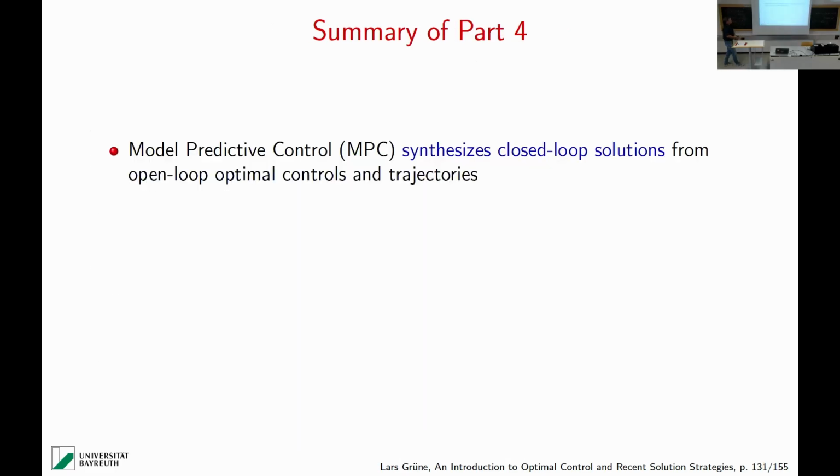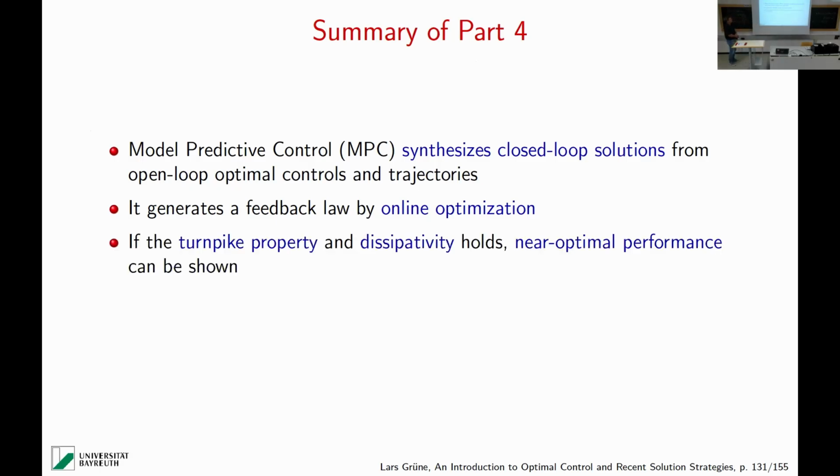Okay, let me quickly summarize this part 4. So I explained what model predictive control is, and in a sense, you can say it synthesizes closed-loop solutions from open-loop control problems that are solved iteratively. It generates the feedback law by online optimization, not by computing a map or a closed-loop expression. We can prove near optimal performance if we have the turnpike property and dissipativity, and it's highly successful in industrial applications. And one example was that.